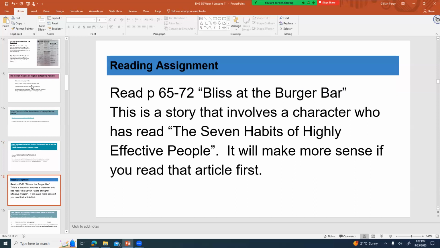The next reading assignment after you do the one about 7 habits is called Bliss at the Burger Bar, and it is on pages 65 to 72. This is a story that involves a character who has read the 7 habits of highly effective people, and she is trying with all her might to follow that, to have a successful career. The story will make much more sense if you make sure to have read that little article about 7 habits. Otherwise, she's constantly referring to it, but you've never read it, so you don't know what she's talking about. So make sure you read the first one before you get to the second one.